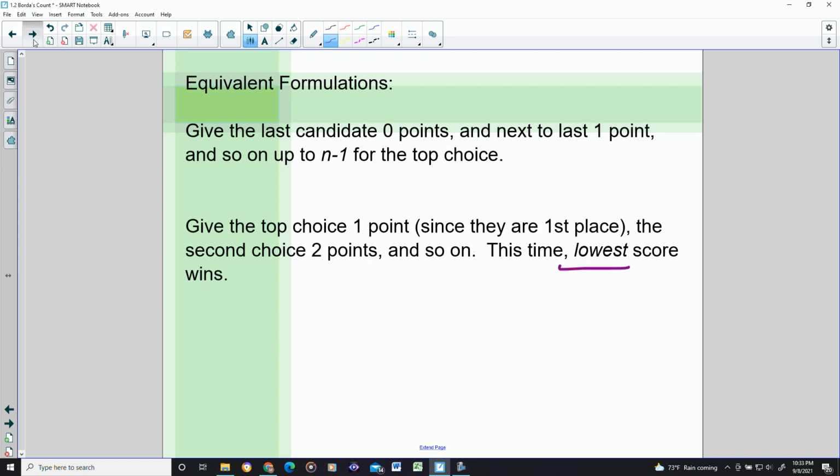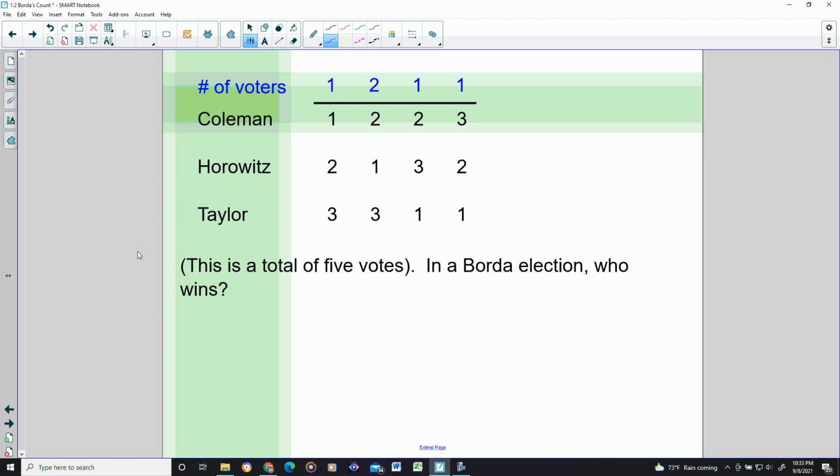All right. So here's a sample of how this is going to work. We have 5 voters that are voting for a particular person, maybe voting for a group leader or something like that. We have Coleman, we have Horowitz, and we have Taylor. The question here is, in a Borda election, who wins? Keep in mind, I want you to look very carefully at the top. Recognize that there is one group in which there are 2 voters. There are 2 voters that have this particular ranked choice of Horowitz first, Coleman second, and Taylor third. So in a Borda election, who wins?